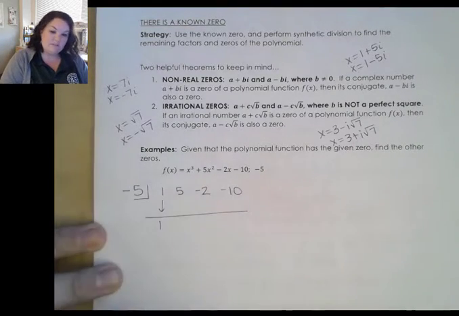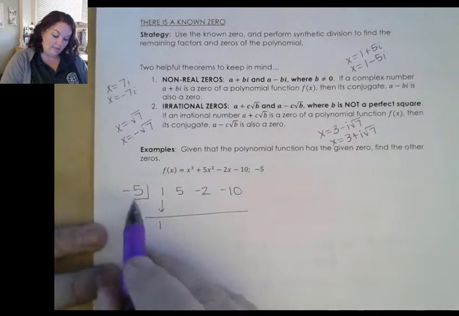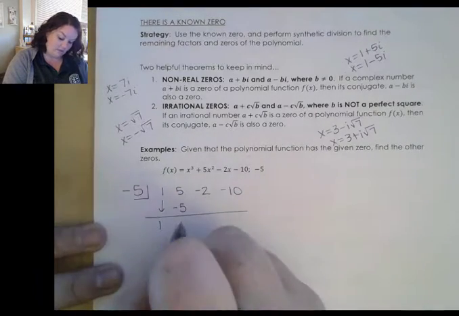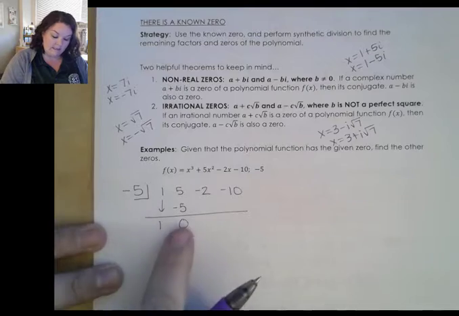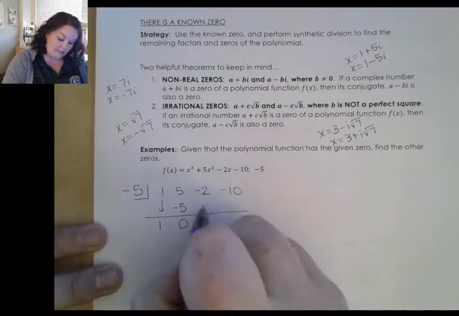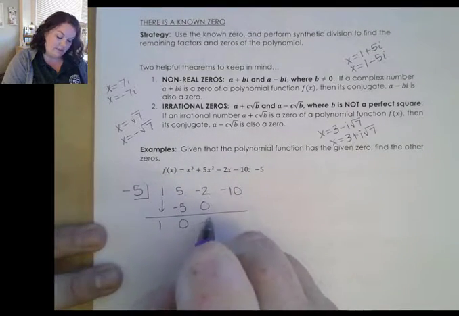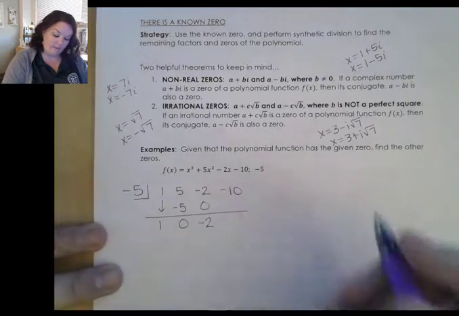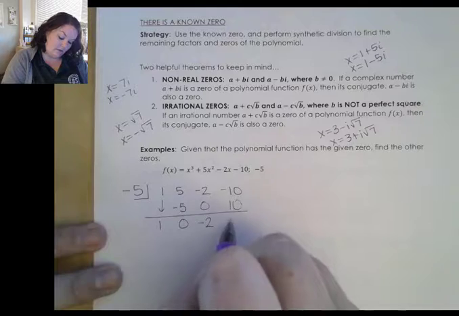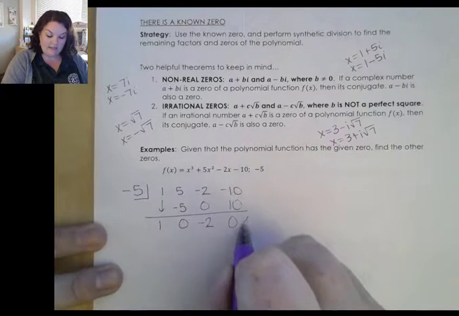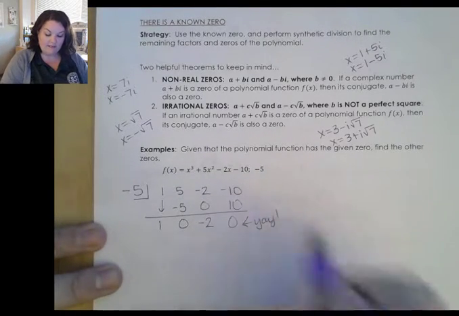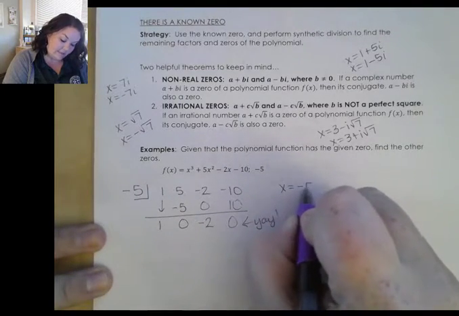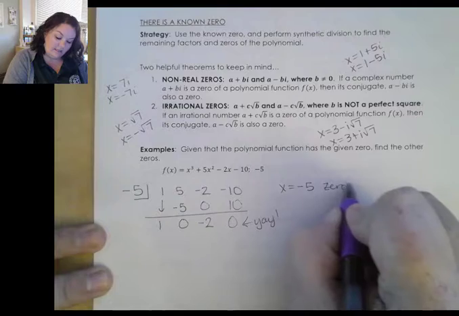So I bring down my first number, which is a 1. 1 times the negative 5 in my box is negative 5. That combines with the 5 to result in a 0. 0 times the negative 5 in my box is 0, which combines down to negative 2. Negative 2 times the negative 5 in my box is positive 10, which combines down to 0. So yay, it worked, right? They told us that x equals negative 5 is a zero.